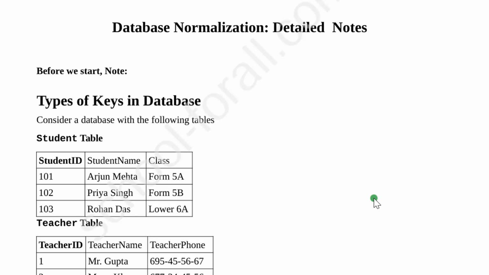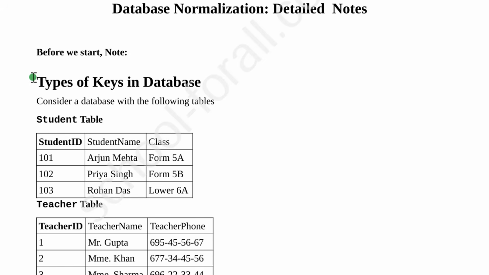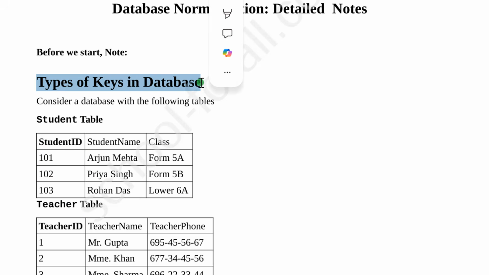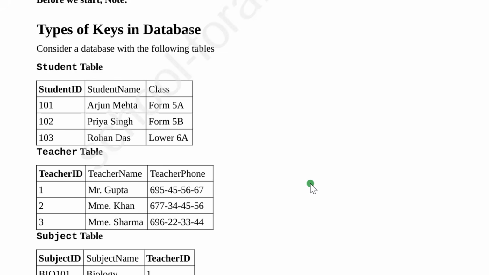Now before we start with database normalization, I want us to discuss keys in database. Generally people get confused with things like primary key, foreign key, super key, candidate key, and so on. So I want us to be very clear on the different types of keys that exist in database first. From there, we are going to move to database normalization, because it's very important to master keys first.